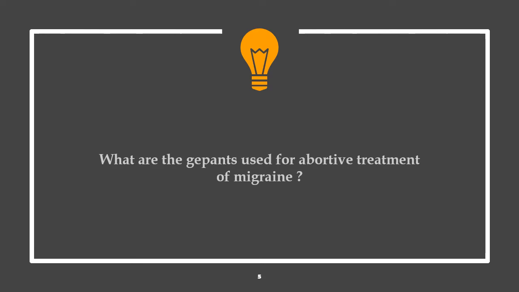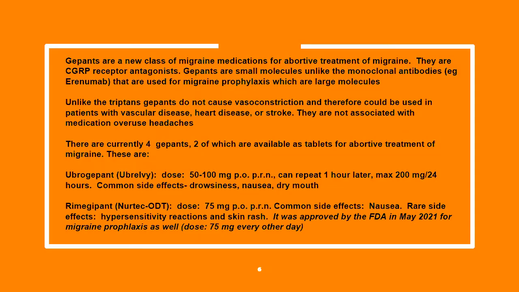What are the gepants used for abortive treatment of migraine? Gepants are a new class of migraine medications for abortive treatment of migraine. They are CGRP receptor antagonists. Gepants are small molecules, unlike the monoclonal antibodies such as erenumab, which are used for migraine prophylaxis and which are large molecules.